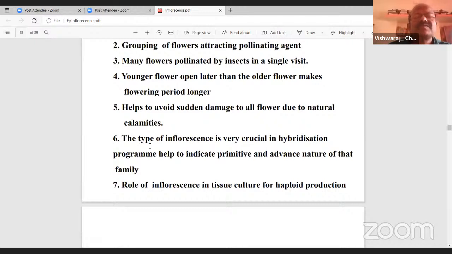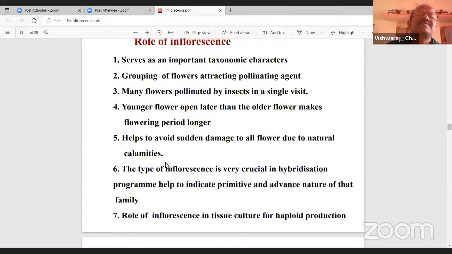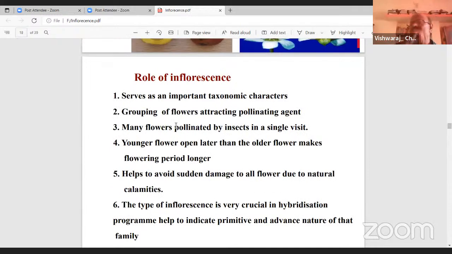The sixth role: the type of inflorescence is very crucial in a hybridization program, and helps to indicate the primitive and advanced nature of that family. Role of inflorescence in tissue culture, also for haploid production. This is a main role of inflorescence.